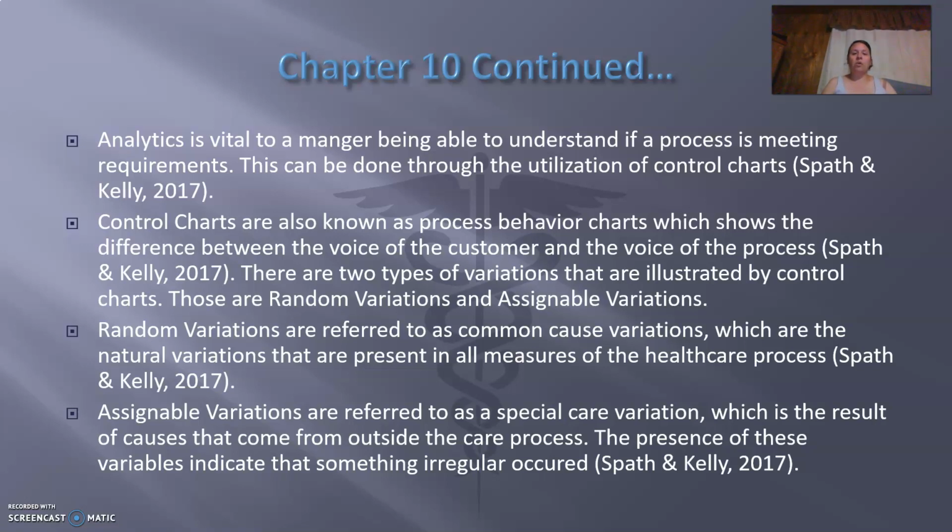Random variations are referred to as common cause variations, which are the natural variations that are present in all measures of the healthcare process. Assignable variations are referred to as special cause variations, which are the result of causes that come from outside the care process. The presence of these variations indicates that something irregular occurred.